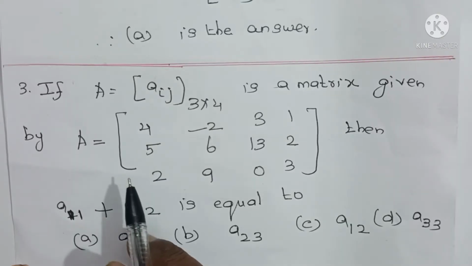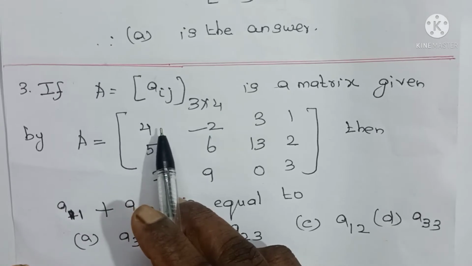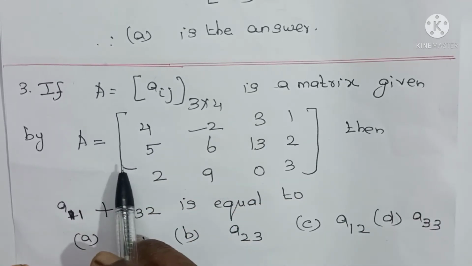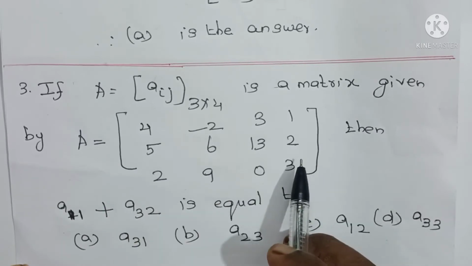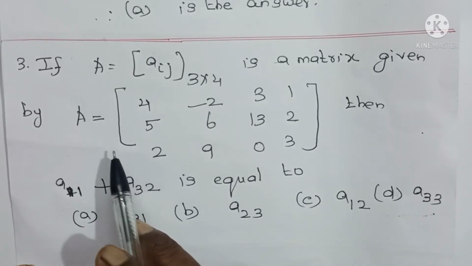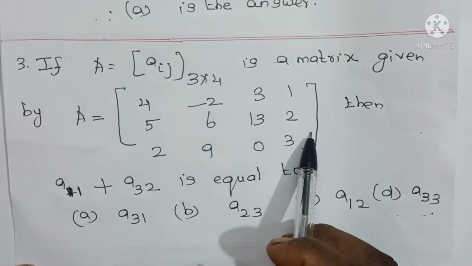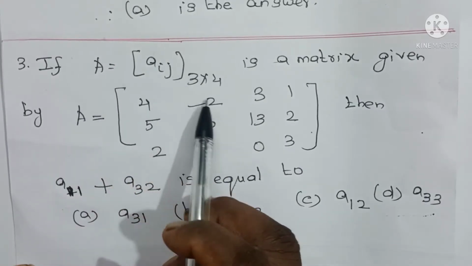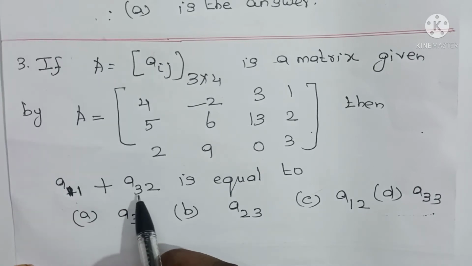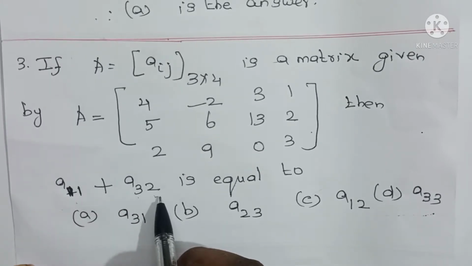Let's move on to the third question. If A is equal to Aij, a 3 by 4 matrix given by A is equal to 4, 5, this matrix they have given, then you have to find A11 plus A32 is equal to. They have given 4 options. They have given matrix A, and A is equal to Aij, a 3 by 4 matrix. You have to find A11 and A32, then add them.